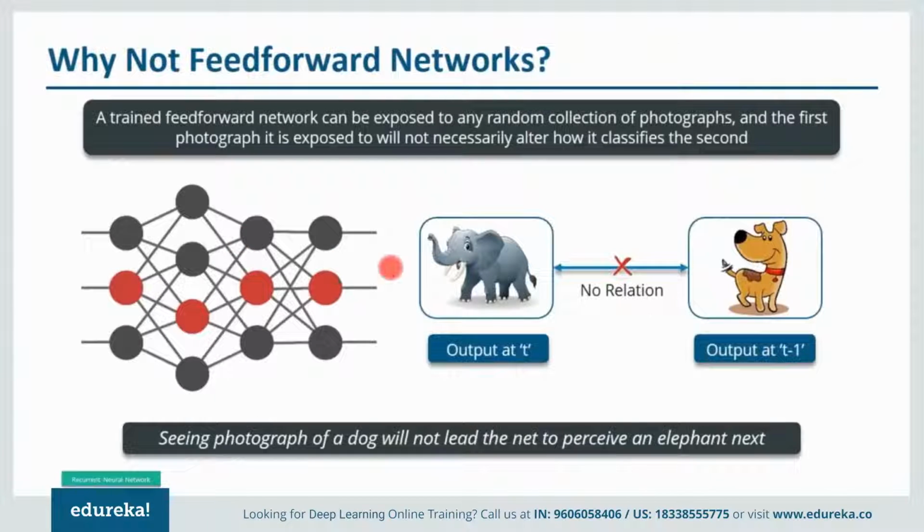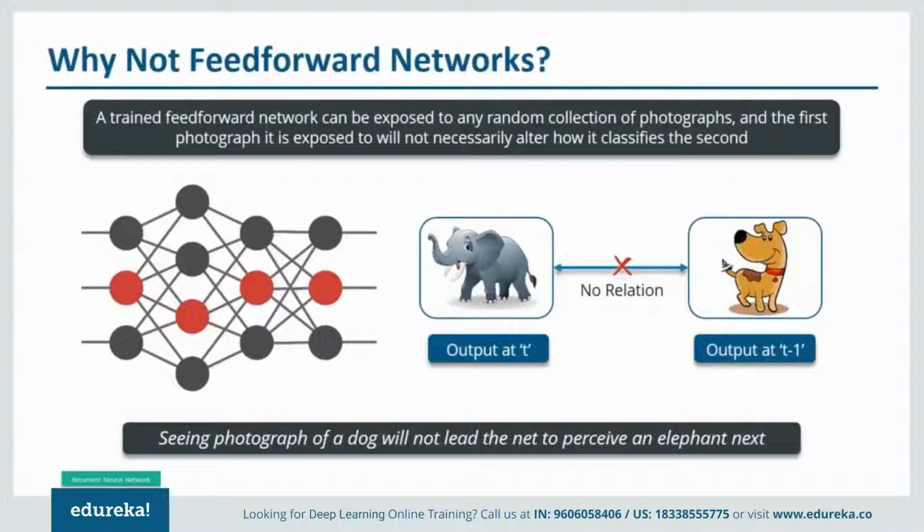as well. Now if you notice, the new output that we have got, that is classifying an elephant, has no relation with the previous output, that is of a dog. Or you can say that the output at time t is independent of the output at time t minus 1. As we can see, there is no relation between the new output and the previous output. So we can say that in feedforward networks, outputs are independent of each other.